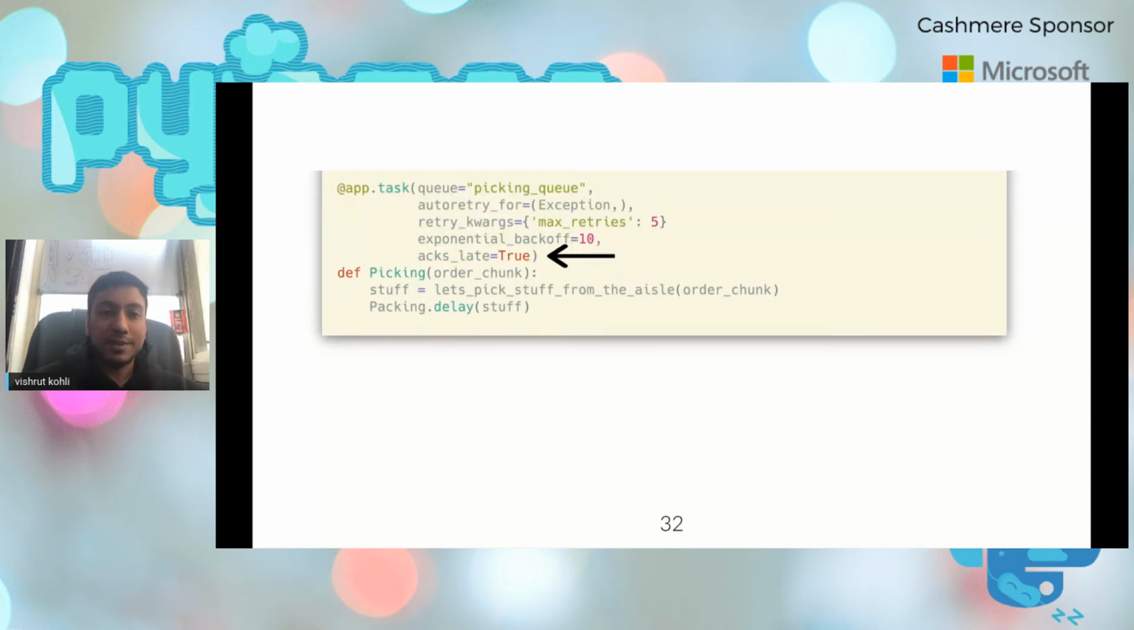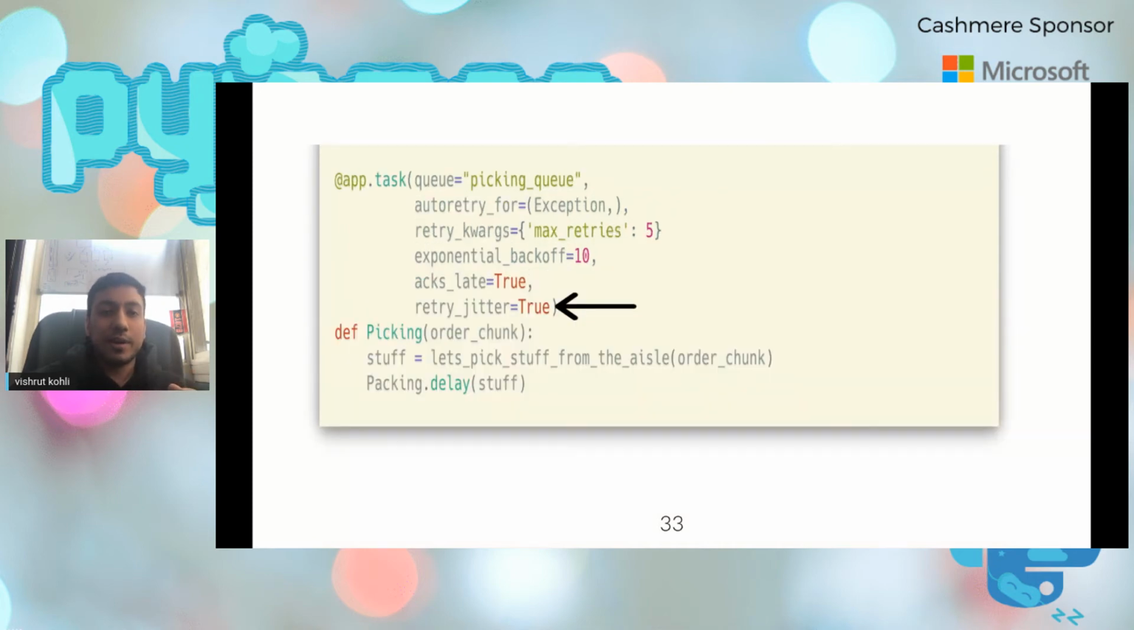The next one is acks_late equal to true. This means late acknowledgement. By default, a broker marks a task as acknowledged when it delivers it to the worker. But if our worker goes down and restarts, it loses that task. So to make the task resilient towards worker failures or infrastructure failures, we can use acks_late equal to true, which means until and unless the task is processed by the worker, it will not be marked acknowledged. So even if the worker goes down, the broker delivers the same task again, as it was still stored in the broker and was unacknowledged.